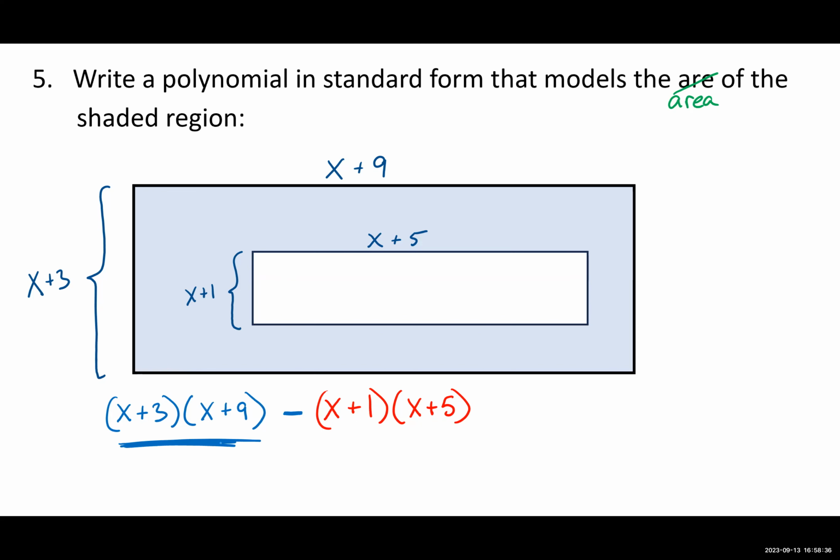So for this first one here, forget about the second one, just look at the first one. Let's multiply that out. X times x is going to be x squared. Outer times outer is going to be x times 9, so that's positive 9x. Inner times inner is going to be 3 times x, so that's plus 3x. And then last times last, we've got a 3 and a 9. 3 times 9 is 27.